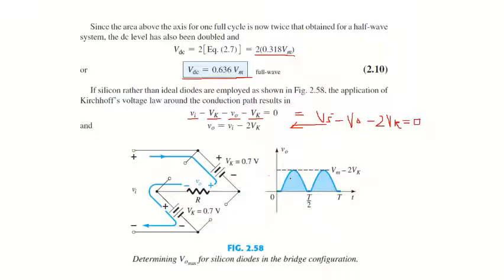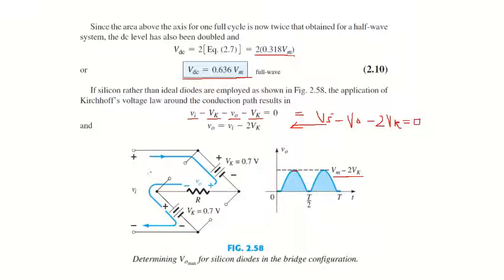and because now the peak is different. Before the peak was Vm because we have used the ideal diode. Now the peak is Vm minus 2Vk, and this is the pictorial view of what we have written here. For the positive half cycle, this is the first drop. Vk is equal to 0.7 volts because this is silicon diode. If you are using the germanium diode, then Vk is equal to 0.3 volts.